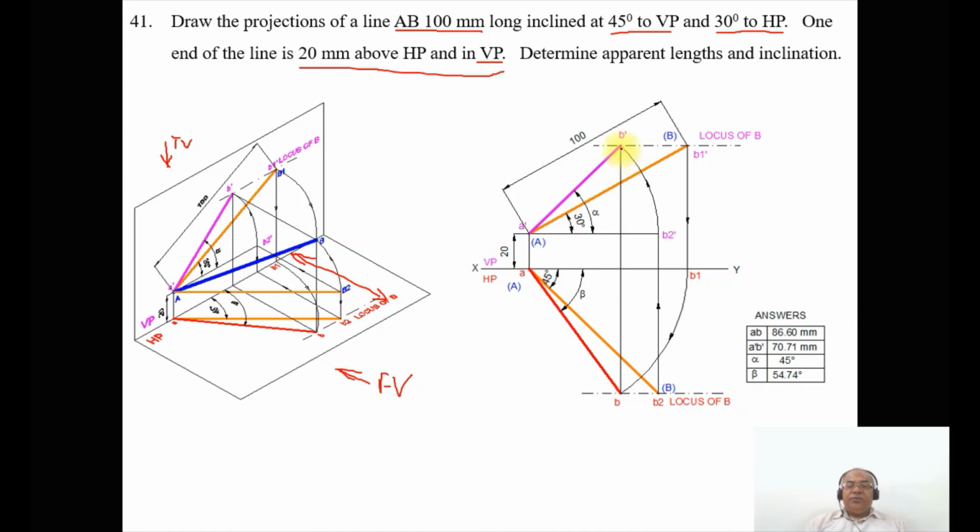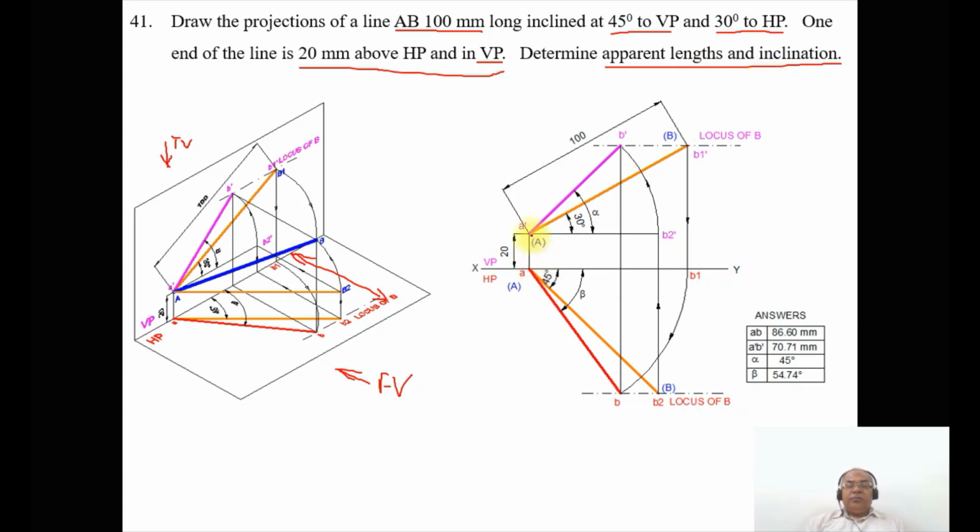In the end, to check whether your drawing is right or wrong, you may draw a line from B and B dash; both will lie on the same line, so that means your drawing is right. Then you show the dimension of 100, you show 20 mm here, and then angle 30 degrees, angle 45 degrees and then angle alpha. Then how to write the answer? Determine the apparent length and apparent inclination, which means we are talking about the front view and its inclination and the top view and its inclination.